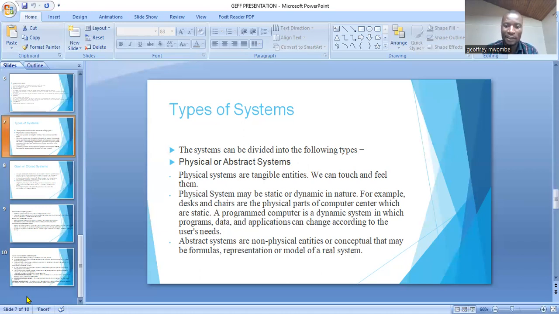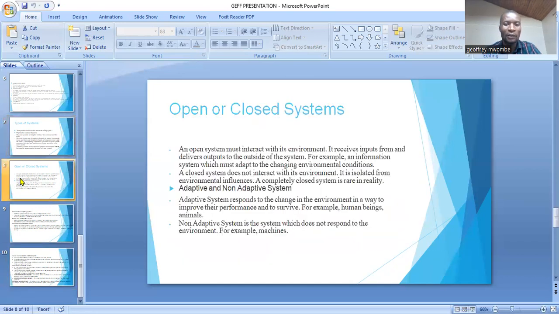Abstract systems are non-physical or conceptual entities that may be formulas, a representation or model of a real system. Another type of system is open or closed system. An open system must interact with its environment. Here it receives inputs from and delivers outputs to the outside of the system.